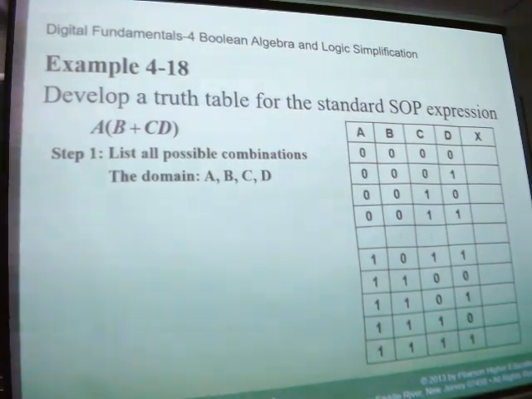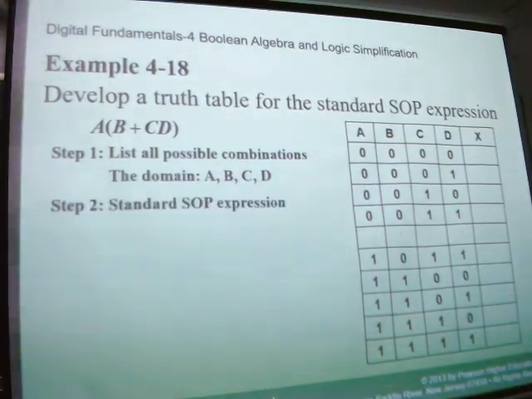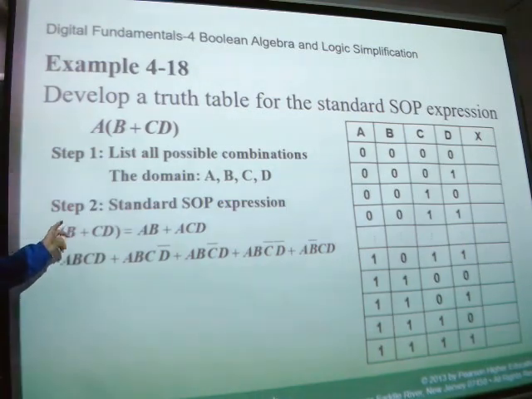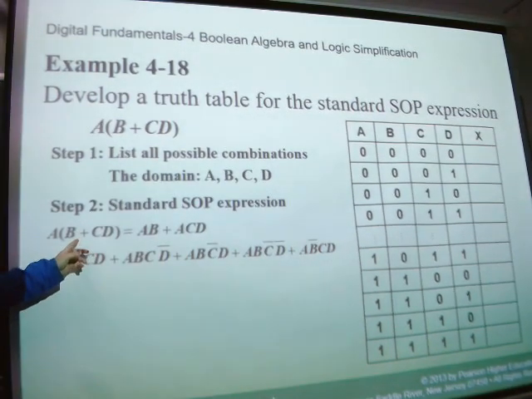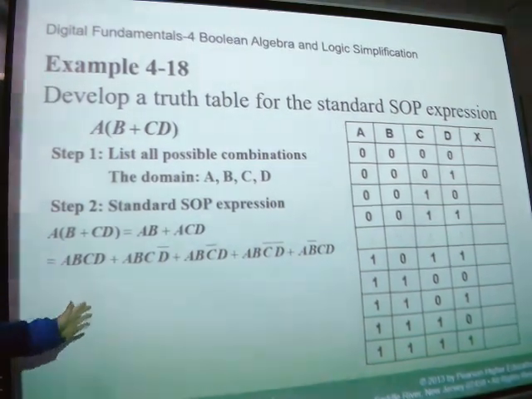Step 2. Standard SOP expression. Convert the non-standard SOP expression to a standard SOP form. So we must convert this expression to a standard form.